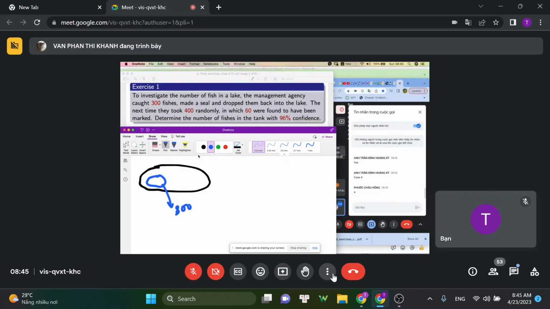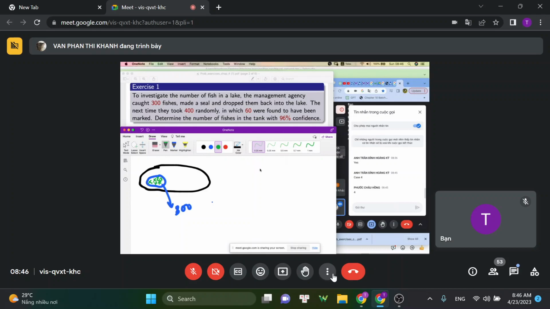We take from the population. So this is the sample size. And we made a seal. Sorry, it's not a sample size. We just caught 300 fish, and we drop them back into the lake. Right, we drop them back. So we made a seal, like on a fish, I made some kind of seal to know that, yeah, this fish we caught, and then we return them back to the lake.